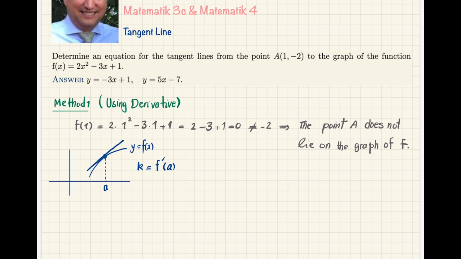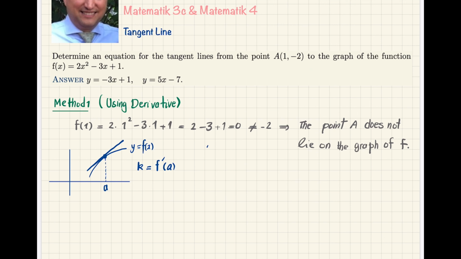Okay? But if this point is not the point of tangency, if this point is somewhere outside, you cannot use this method to find the slope of the tangent line. Yes, because this formula only works if you take the derivative and replace the x with the x coordinate of the point of tangency. In that case, this will give you the slope of the tangent line. But what happens if I have something outside?